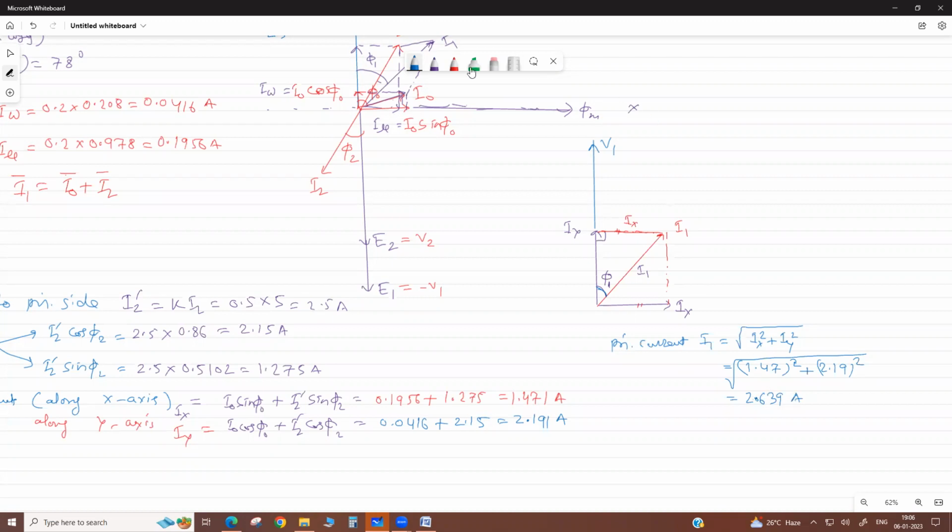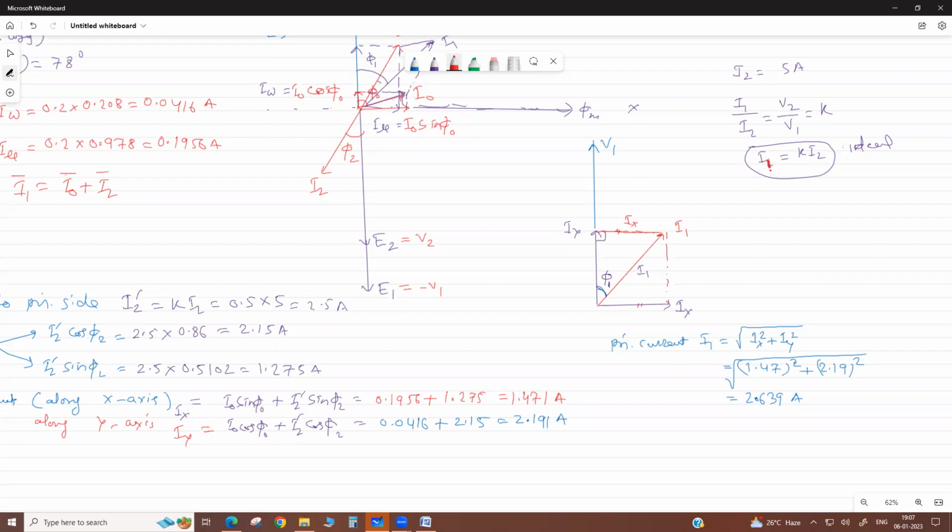Generally, if someone asks why he is asking the primary current, when the secondary is given, meaning I2 is given as 5 ampere, now he is asking I1. See, we just apply the turn ratio. This turn ratio: I2 by I1 equals V2 by V1 equals K. This is for the ideal case, where we neglect the actual. So I1 equals K I2.